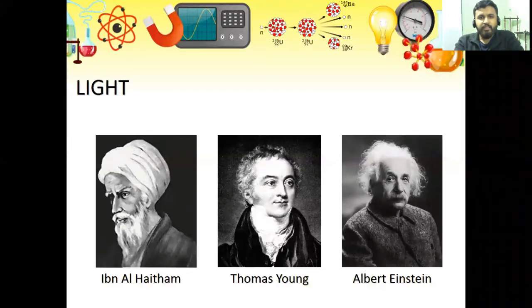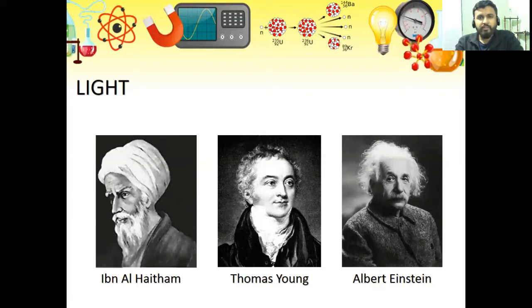The famous scientists who have laid down the principles about light include Ibn Hassam, who invented the pinhole camera and successfully captured the picture of a solar eclipse. The second is Thomas Young, who laid down the foundation of wave theories related to light. And last but not the least is Albert Einstein, who proved that light can behave as a particle as well as a wave at the same instant of time.